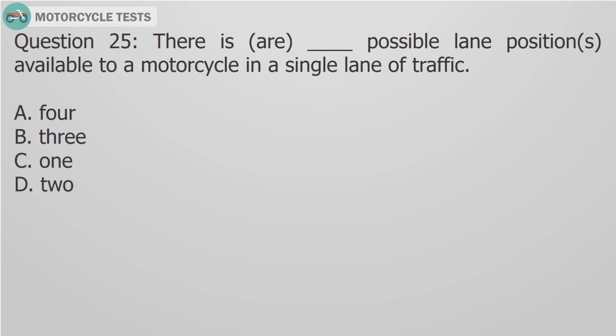Question 25. There are blank possible lane positions available to a motorcycle in a single lane of traffic. A. 4, B. 3, C. 1, D. 2.